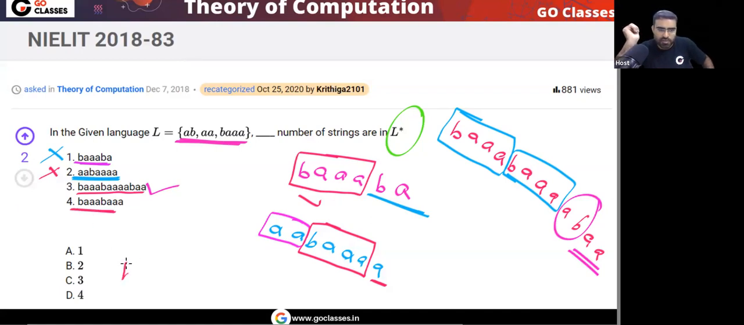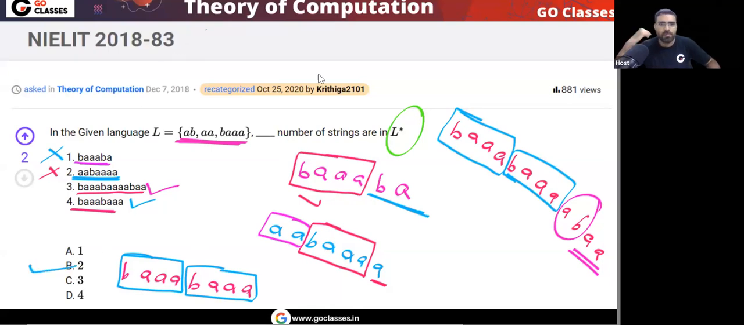What about this one? BAA, BAAA. So here you can notice this and you can notice this. So this also will be there. So the number of strings that are in L star, the answer is going to be 2. So very simple, this type of question.